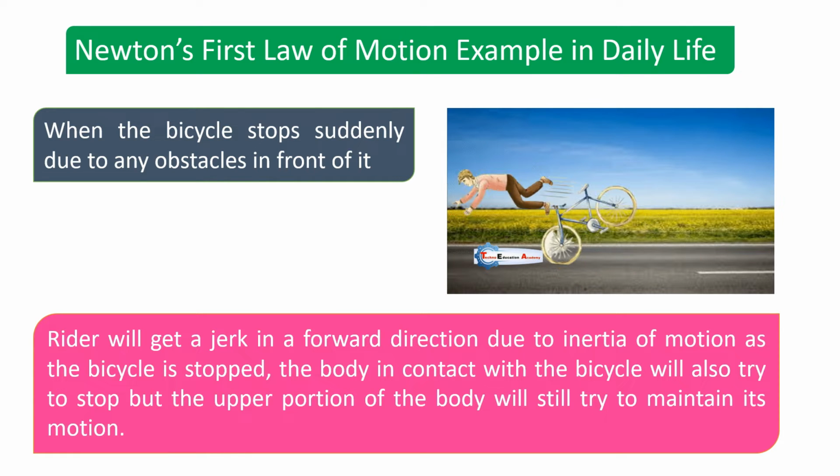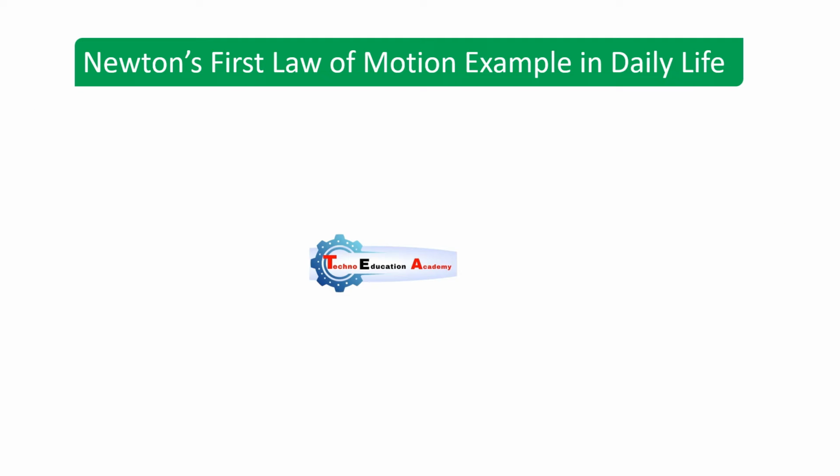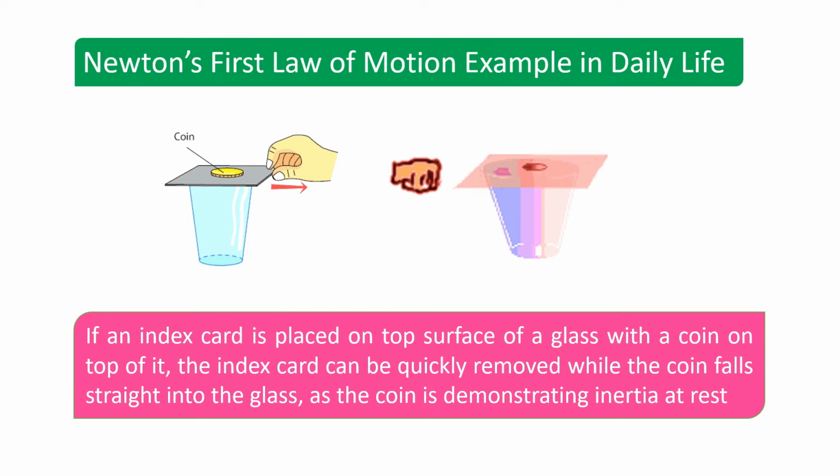Okay, so that is an example of the first law of motion in our day-to-day life. The next example: if an index card is placed on top of a glass with a coin on the surface of the index card, the index card can be quickly removed while the coin falls straight into the glass, as the coin is demonstrating inertia at rest.